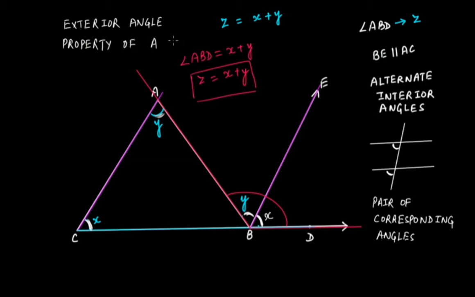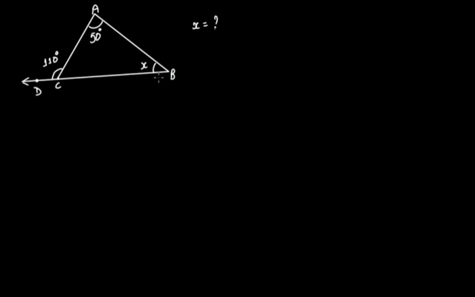of a triangle. Sorry, this is my shortcut for "triangle of a triangle." Okay, this property is the exterior angle property of a triangle. Well, let's solve some problems related to the exterior angle.